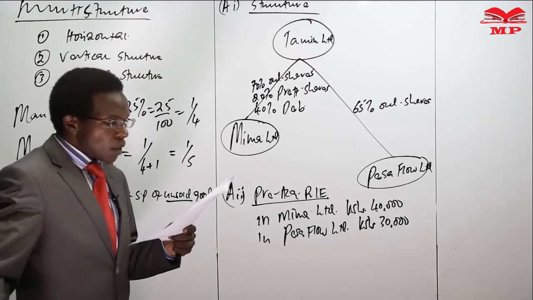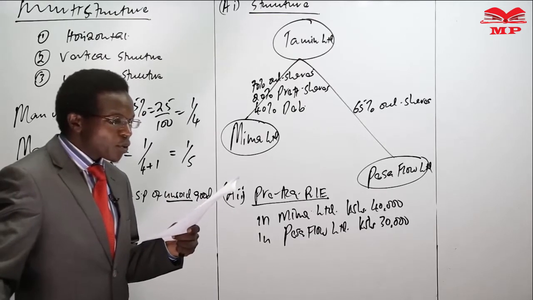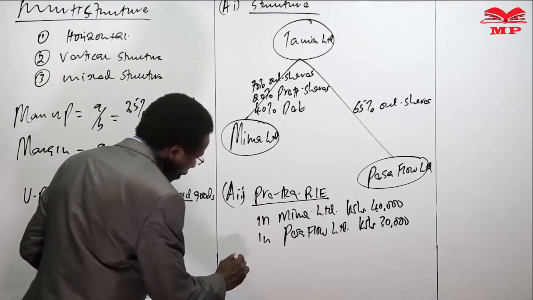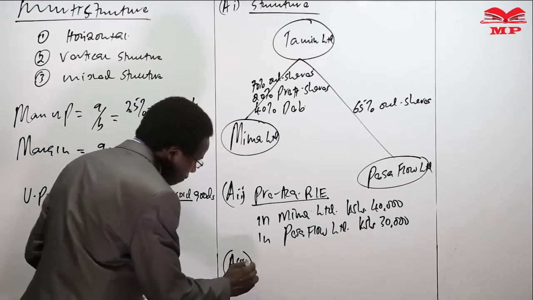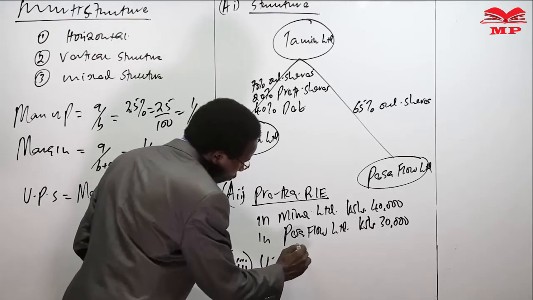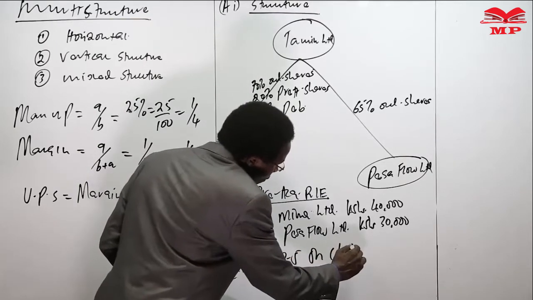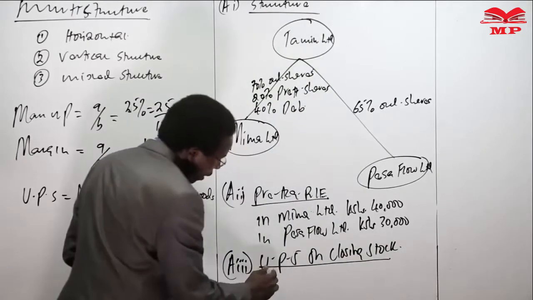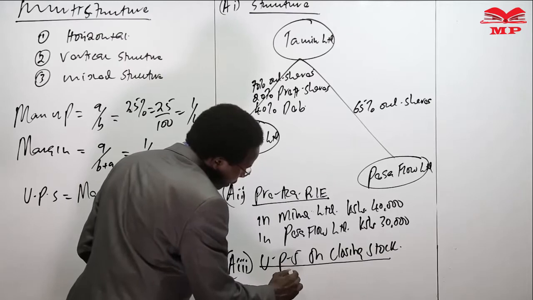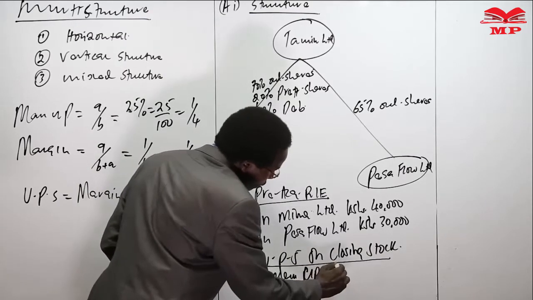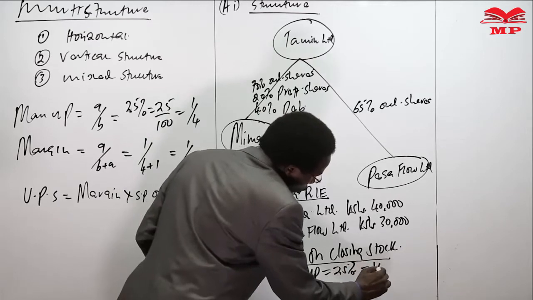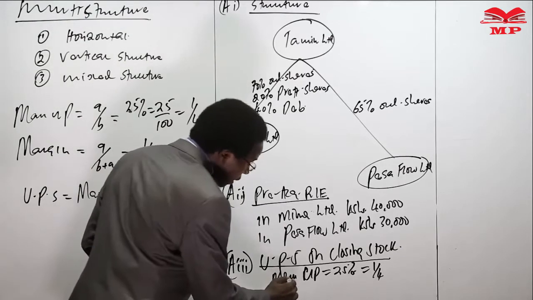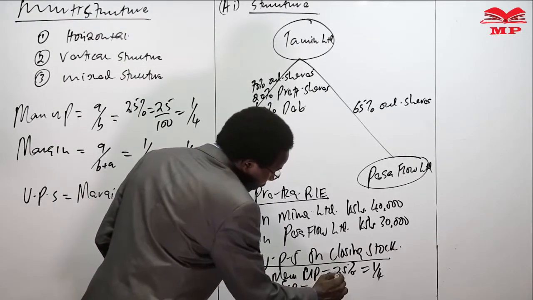Number 4, during the year ended 31st December 2015, Tamim Limited sold raw materials. So there is intercompany trading, where we have the element of unrealized profits. Unrealized profits on closing stock. You have noticed that we were given a markup. The markup in this case is 25%, which is like a quarter. So if you are given a markup as 25%, then the selling price will be 125%.